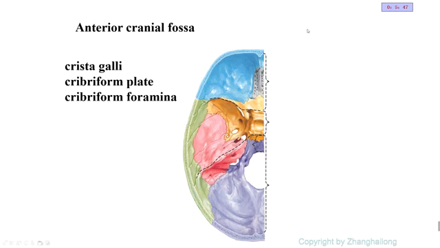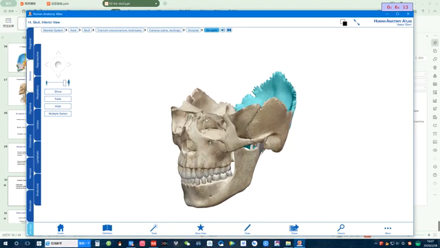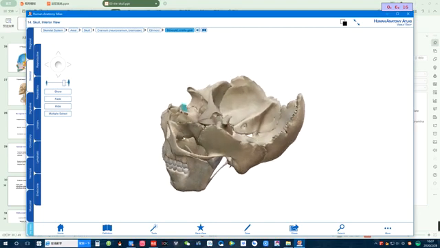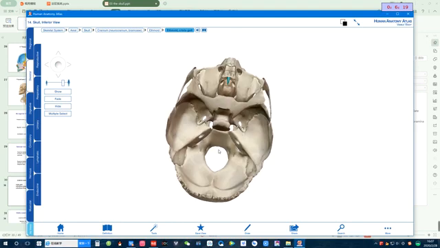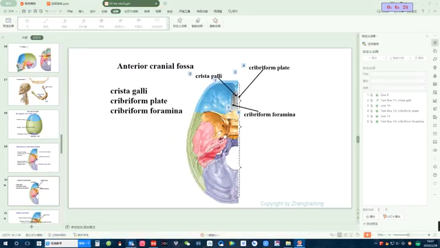First, let's study the anterior cranial fossa. What structures can you see here? First one, the crista galli. Just now I introduced the ethmoid bone. There is the crista galli, going upwards. Let's see it again. Crista galli is here, in the middle of the anterior cranial fossa.